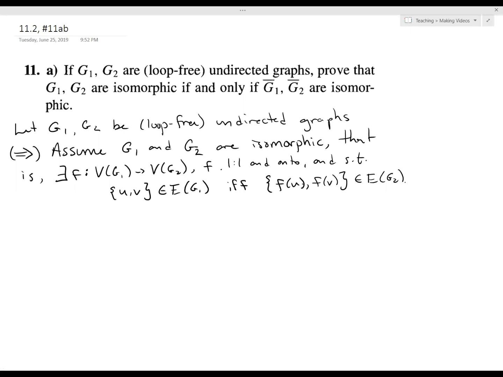And to do that, I'm actually going to prove that this same f, this same function, is also an isomorphism between G1 bar and G2 bar. I've already got that it's 1-to-1 and onto because the vertex sets don't change. The only thing I need to check now is, is this an isomorphism from G1 bar to G2 bar?